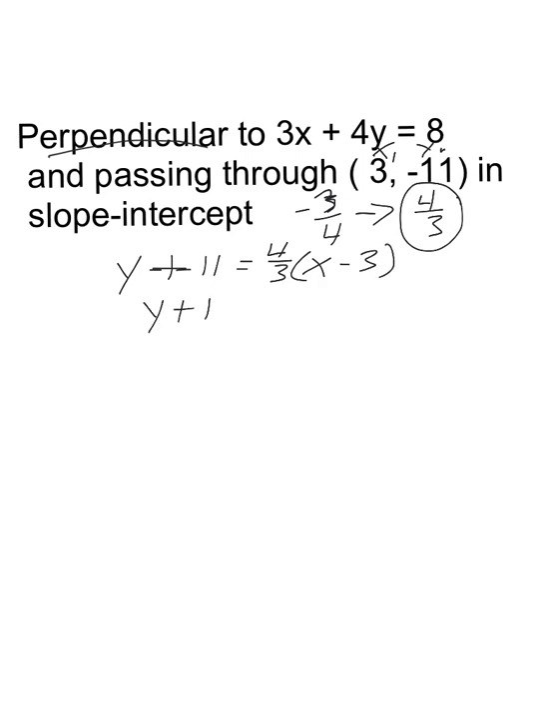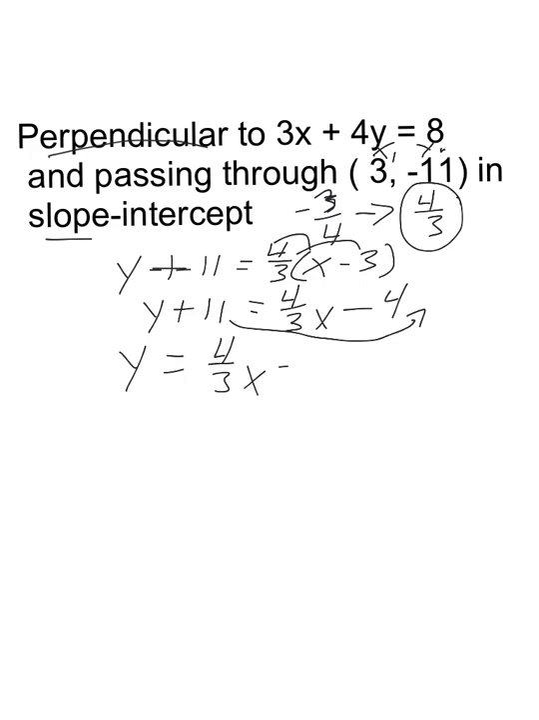Y plus 11 equals 4/3 times x is 4/3 x. 4/3 times -3 is a -12/3, which is 4. Now I want slope-intercept form, so it's y equals form. So I have to move that 11 across. So y equals 4/3 x minus 4 minus 11. Final answer, y equals 4/3 x minus 15.